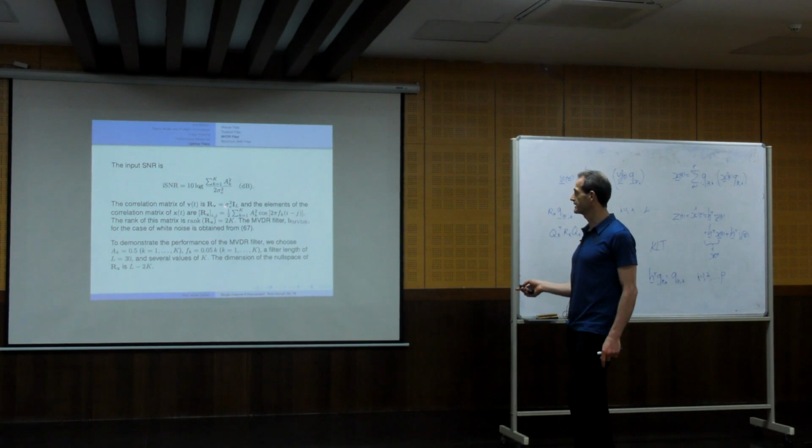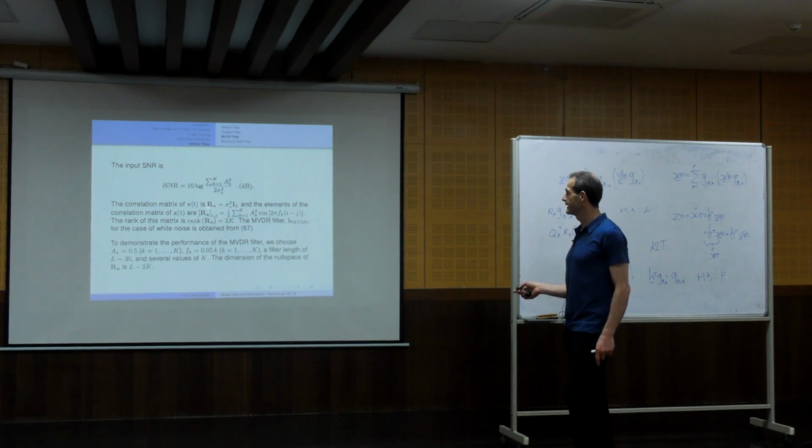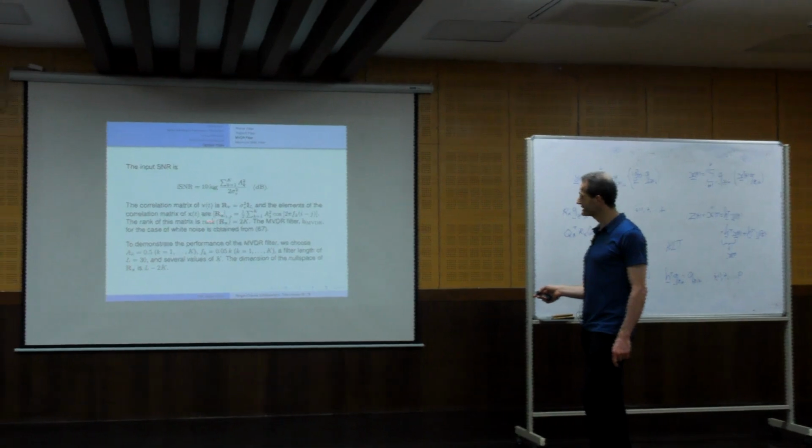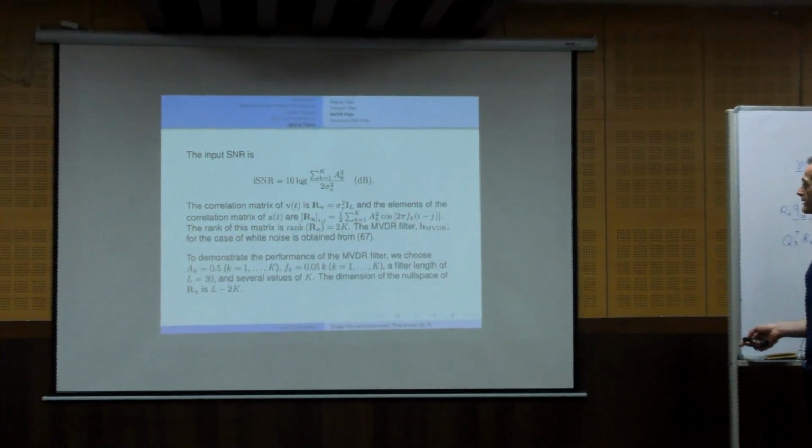First we know that Rv is diagonal with sigma_v squared I_L, and Rx from the model looks like this. These are the elements of Rx. And if you check, the rank of Rx will be 2K. What we can do is take the eigenvectors with the positive eigenvalues, these 2K eigenvectors, and then we can represent any signal x by these 2K eigenvectors.